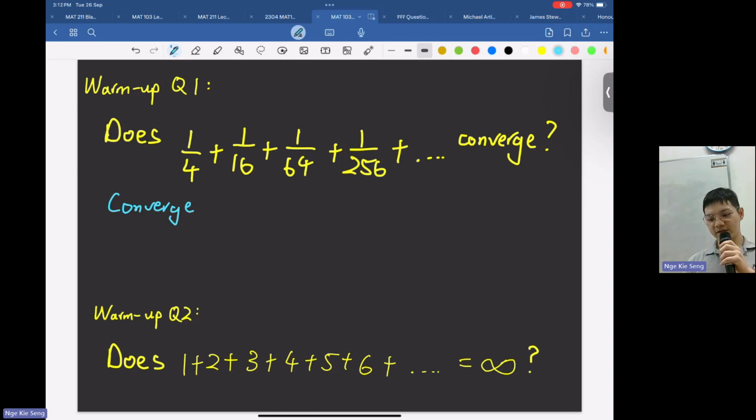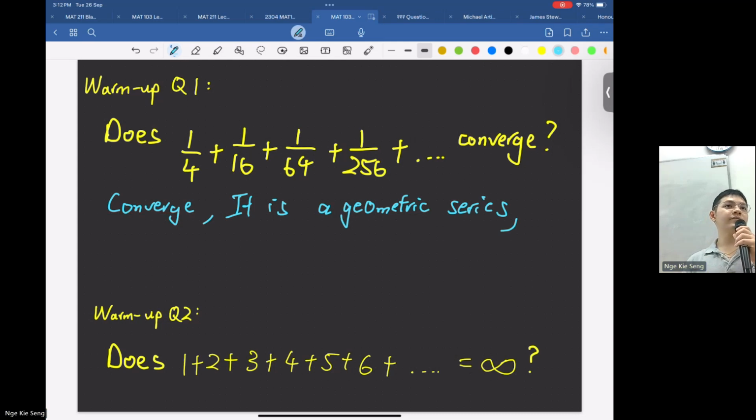Okay, it's a geometric series. So when does a geometric series converge? When R is less than 1, or modulus R is less than 1. Maybe minus 0.5 also works. So modulus R less than 1. What's the common ratio here? 0.25, or it is 1 over 4, which is less than 1. So it converges. Okay, good.